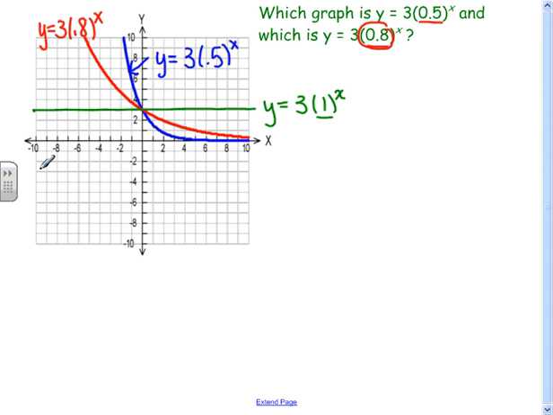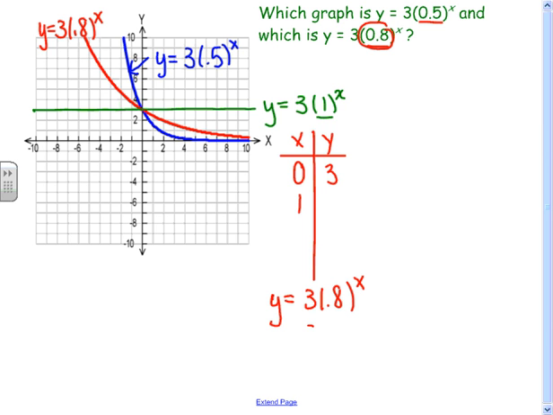Another way is to make a table of values here and find a couple of numbers using the equation. So I'll use y equals 3 times 0.8 to the x power and put a couple of values in our table. When we put 0 in for x, of course, we get 3 for y. When we put 1 in for x, we'll have 3 times 0.8 to the 1 power, which is just 0.8, and that leaves us 2.4.